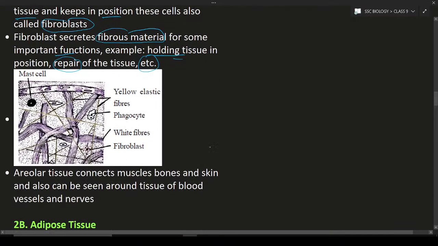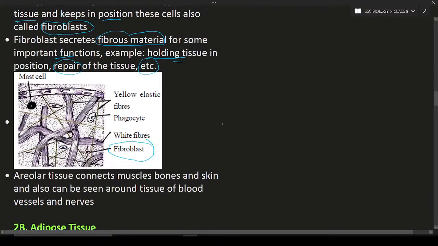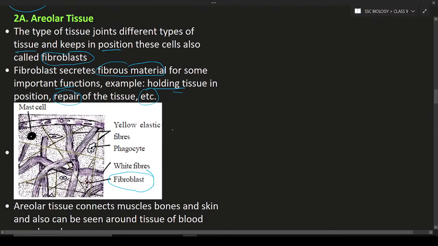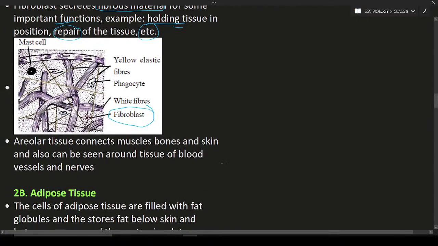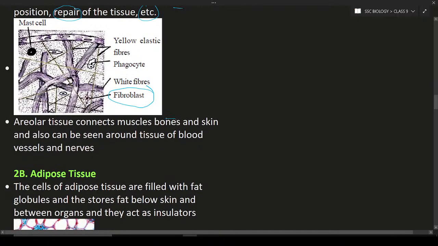In this diagram you can see the fibroblast cells. They are going to secrete a protein, and that protein helps in keeping the position, a fibrous material. Next, areolar tissue connects the muscles, bones, and also skin, and it can also be seen around some blood vessels and nerves.